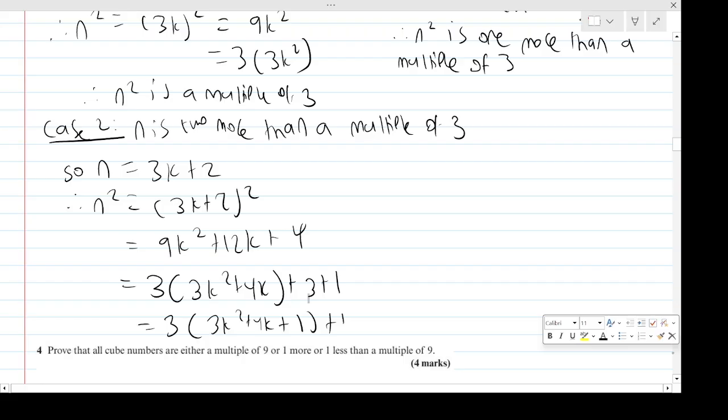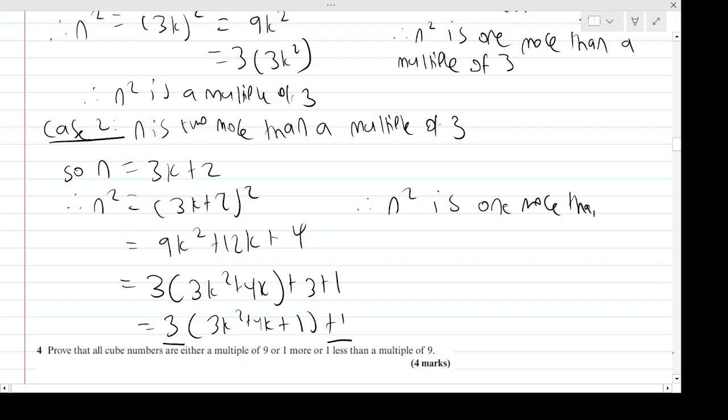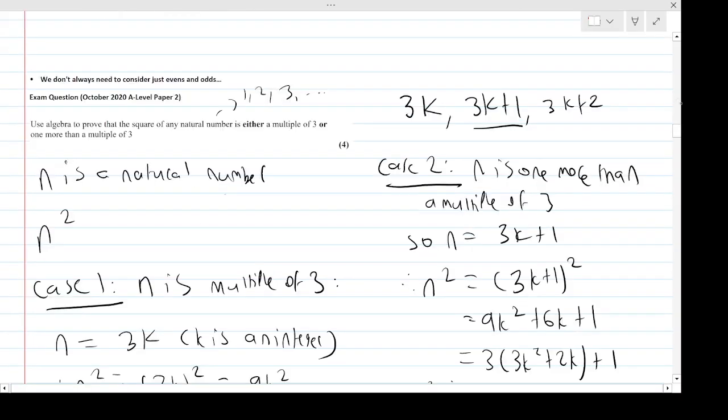So then, hopefully you can see that we have a multiple 3. This whole thing inside, we don't care, it looks like a quadratic, we don't care what it is. But it's 3 lots of something, right? So it's a multiple 3, and then we add 1. So therefore, n squared is also 1 more than a multiple 3. But therefore, that's case 3 there. Therefore, those are the only 3 cases that n can be, and in every single case we saw, it's either a multiple 3 or 1 more. So therefore we proved the question.